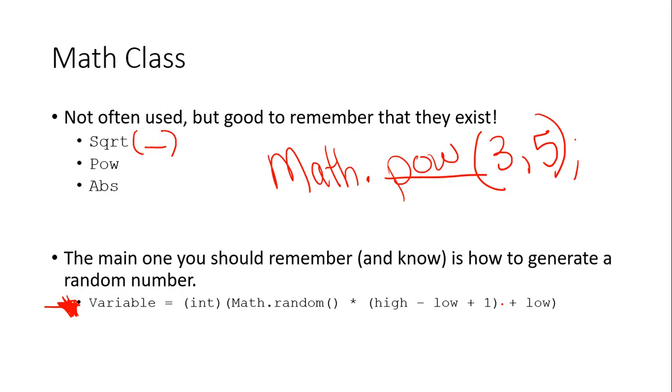Because if I want 50, if I would just multiply by 50, that would give you numbers between 0 and 49. That's not what you want, right? You want 0 to 51 because we're not including 51. This plus low moves that 0 up to the number that you wanted to be your lower number. And then int is what chops the decimal off so you actually get the numbers between the low and the high that you were looking for.